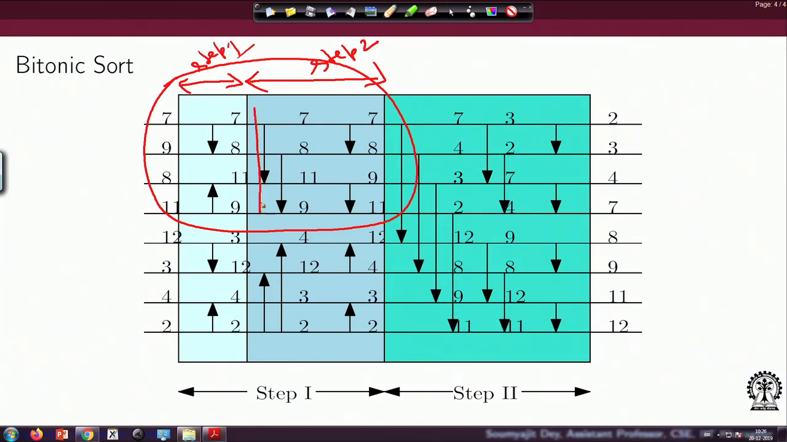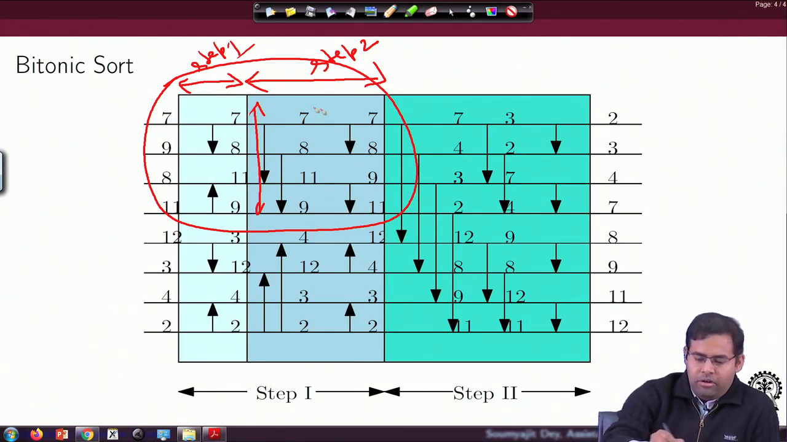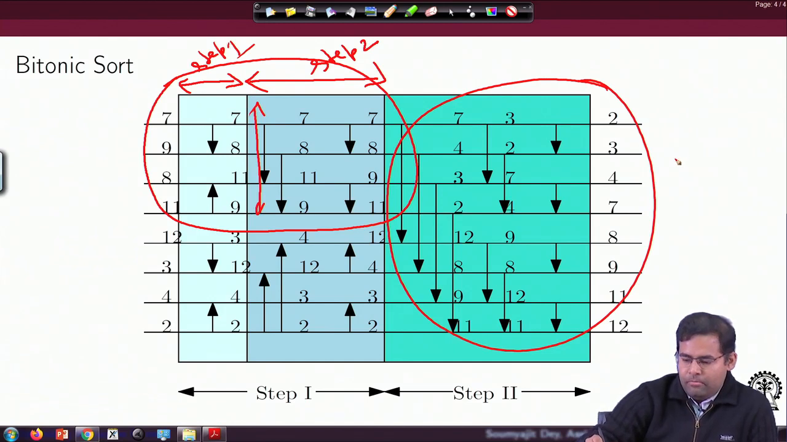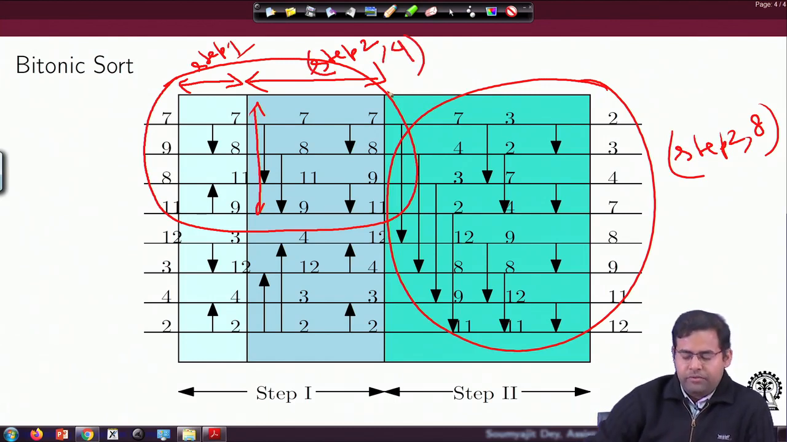At this input, I mean, if this is your input, 4 size input, here you have a Bitonic sequence as output, right? Because it's ascending and then it's descending, right? And then if you look into this part, you are essentially applying step 2 on an input of size 4. This is your step 2 on an input of size 8, here you are applying step 2 on an input of size 4, right.